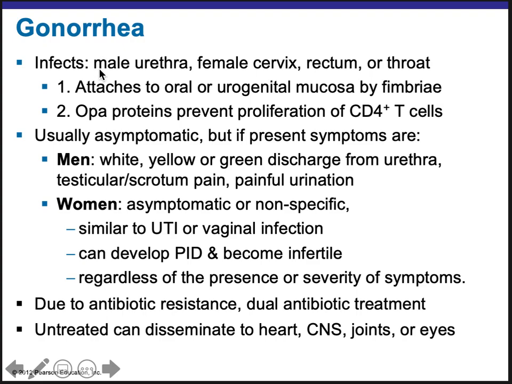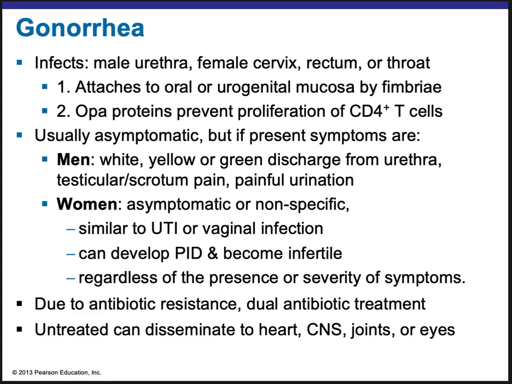Specifically, the gonorrhea bacteria attaches to, like I said, oral or urogenital, any mucosa, using its fimbriae. Remember, fimbriae are like those hair-like projections, but I refer to them as fingers because they're really good at grabbing on to surfaces. And so the mucosa is one of those surfaces that it grabs onto with its little fingers, okay? The fimbriae.